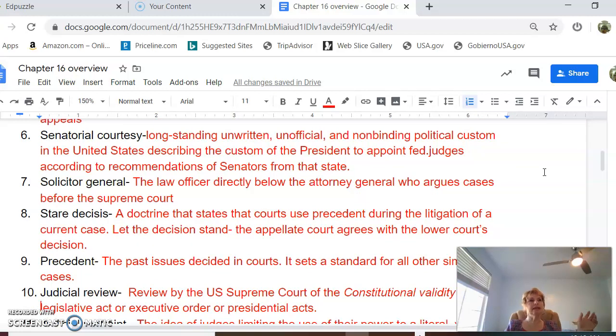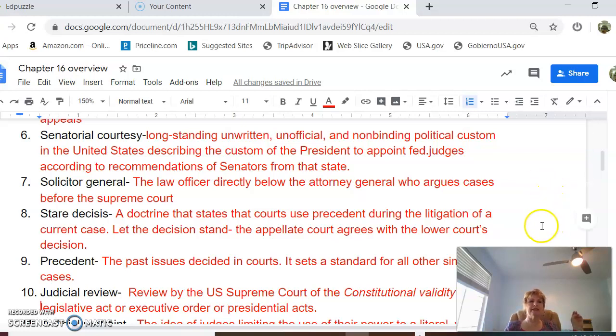So stare meaning stand, and decisis is decision. So basically, it's a doctrine that states courts have precedent during the litigation of a current case. Let the decision stand. The appellate court agrees with the lower court. Now, 65% of the time, this is what the Supreme Court decides, or the federal appellate courts. They say, no mistake was made. It looked like maybe a mistake was made, and you thought there was one, but no, they made the right decision. So let the decision stand, stare decisis.